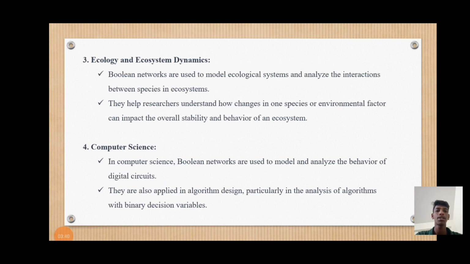Ecology and ecosystem dynamics. Boolean networks are used to model ecological systems and analyze the interactions between species in an ecosystem. They help researchers understand how changes in one species or environmental factor can impact the overall stability and behavior of an ecosystem.